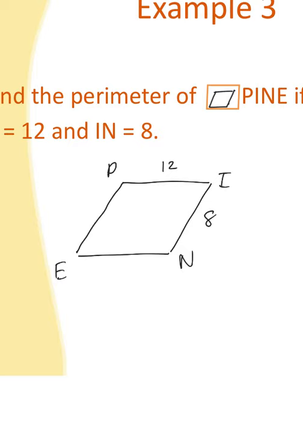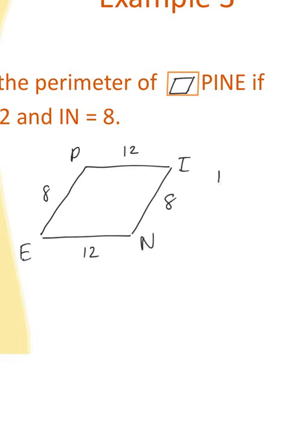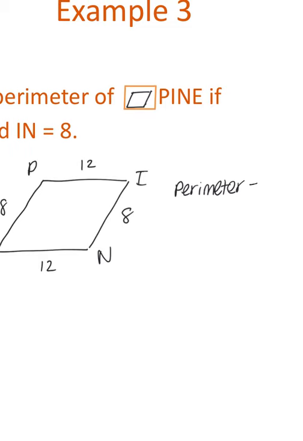What are my other sides? What's the size of EN? 12. And PE? 8. So what's the perimeter going to be? I heard it. It's 40, okay? It's going to be 12 plus 8 plus 12 plus 8. Adding all 4 of the sides together, and we get 40 units.